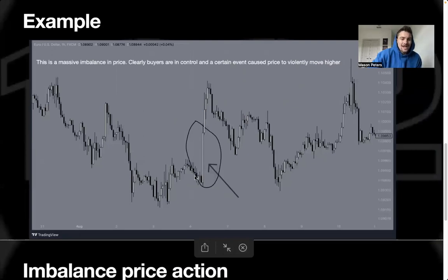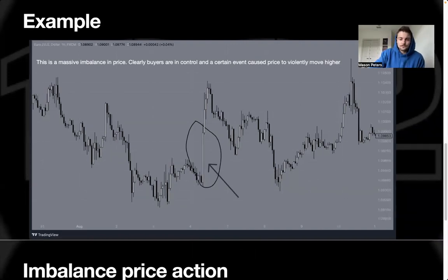We have a 1 hour bullish candlestick on Euro USD. Now, I would assume that there was some sort of news to create this reaction within the markets. Now, buyers are in control, right? And a certain event caused price to violently move higher. So you have a 1 hour candlestick with the body being much larger than the other candlesticks that form on this chart, right?